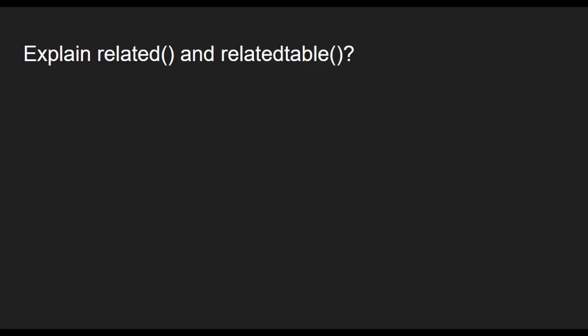Next, explain related and related table. Related works when you have a row context on the table on the many side of a relationship, while related table works if the row context is active on the one side of a relationship. The related and related table can traverse a long chain of relationships to gather the result. So they are not limited to a single hop.